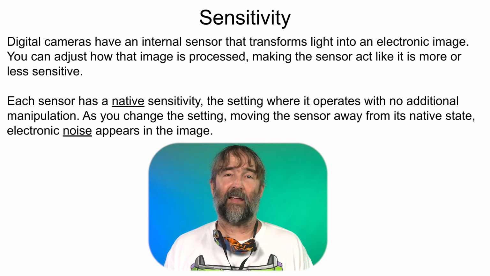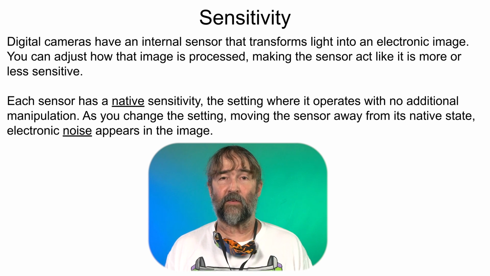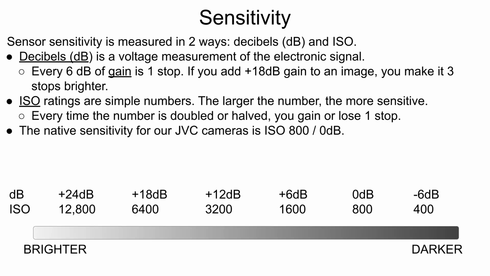Every sensor has a native sensitivity. This is how sensitive it is if you do nothing, if you do not electronically enhance the signal. And ideally, if you're shooting, you want the sensor operating at that native sensitivity. You don't want to manipulate the signal if you don't have to. Now, sensitivity is measured in two very different ways. This is unfortunate, but it's the way life is.